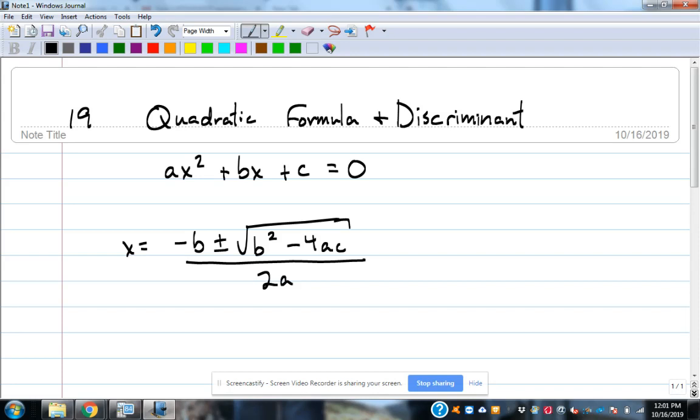I can't hear you. X equals negative b plus or minus radical b squared minus 4ac divided by 2a. Again, x equals negative b plus or minus radical b squared minus 4ac divided by 2a.